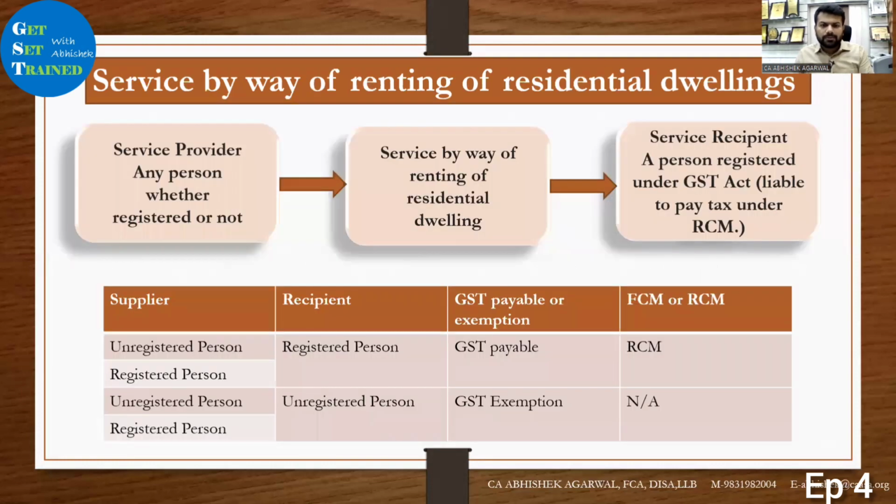So let's summarize this way: whether an unregistered person or a registered person is supplying a residential dwelling to a registered person, reverse charge is applicable. An unregistered person or a registered person supplying a residential dwelling on rent to an unregistered person, it remains exempted, right? So I guess this was very important, and many corporates, many MNCs have to check the liability of their transactions among the group companies with respect to this.